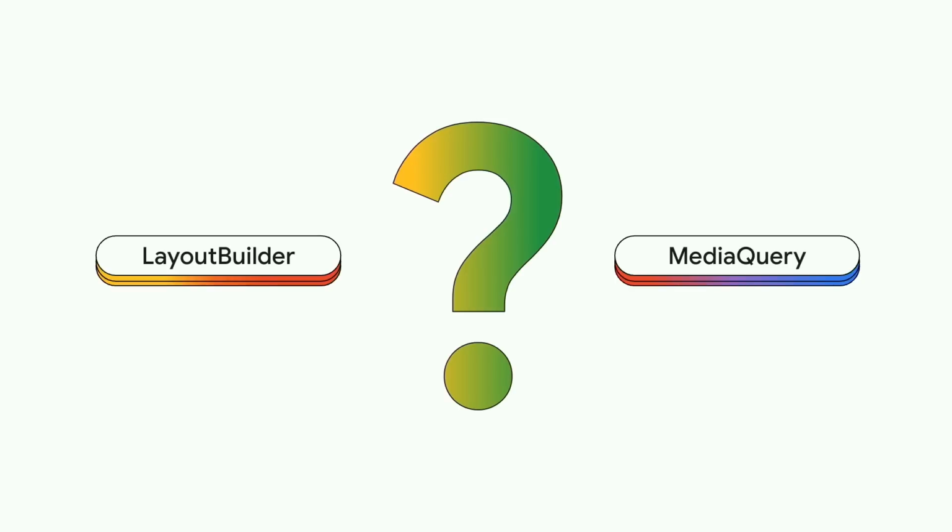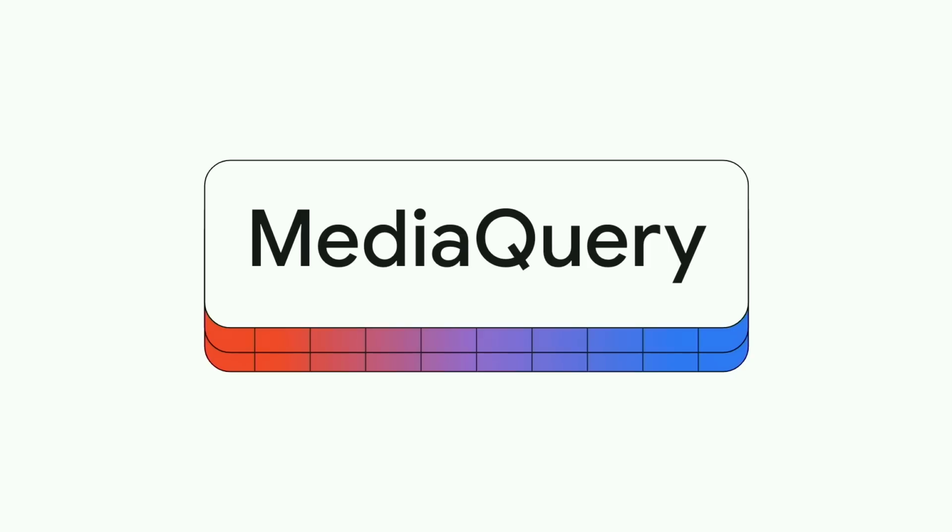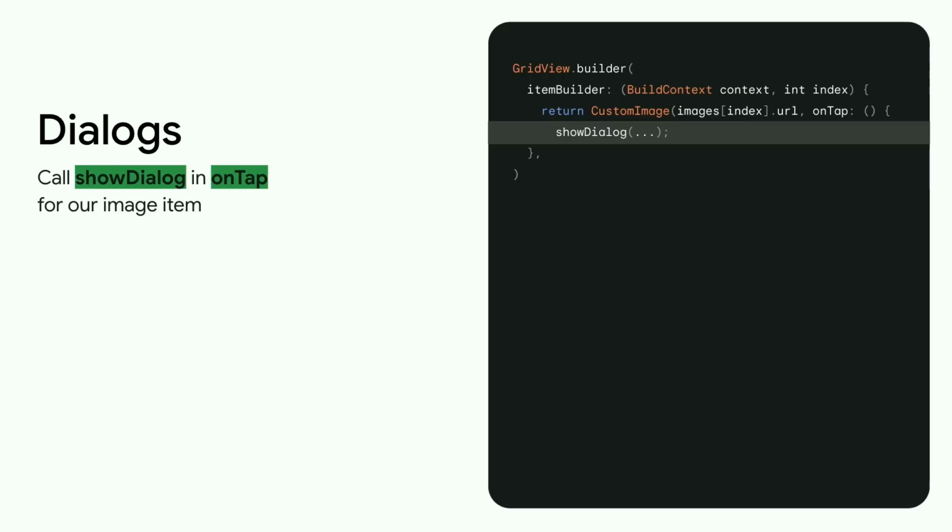So we need to decide if we're going to use MediaQuery or Layout Builder here. We'd like the dialog to be full screen when our app window is small, regardless of where the button to launch the dialog is. Therefore, it makes sense to use MediaQuery's size of, so we can base the conditional on the app window itself. So with that figured out, let's implement it.